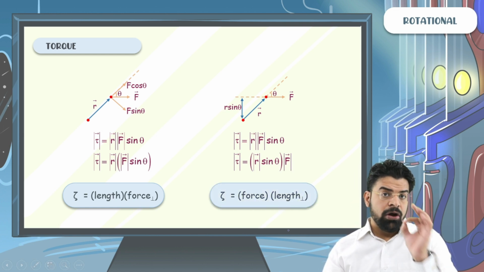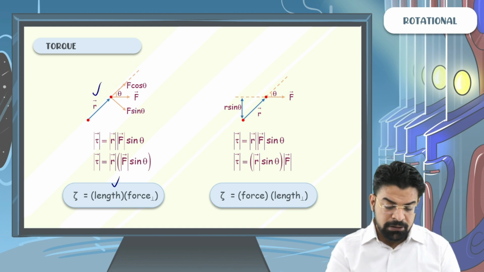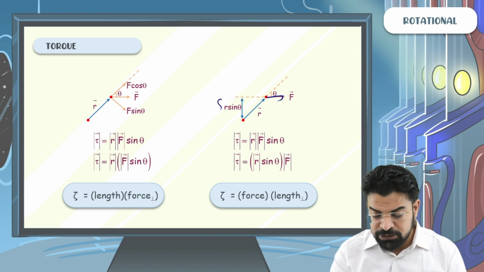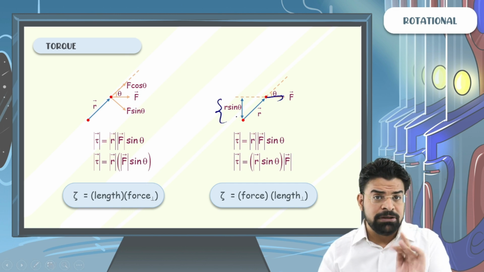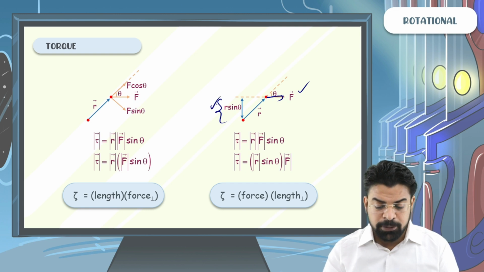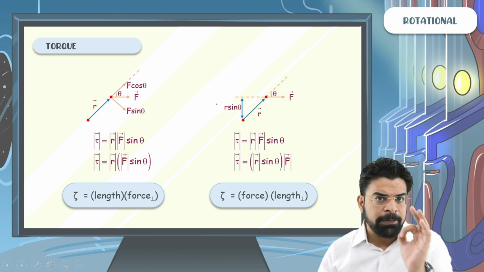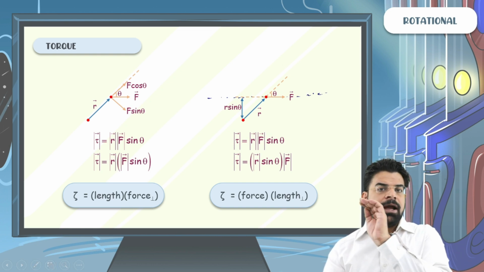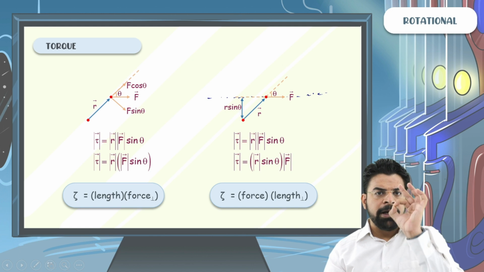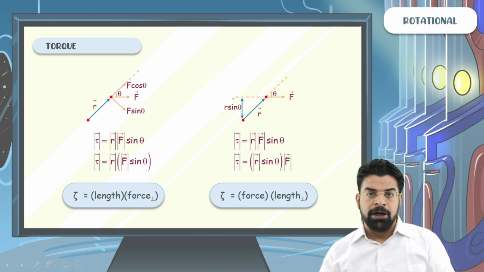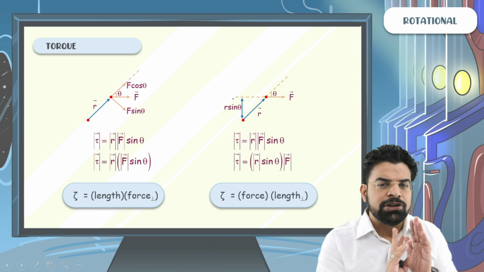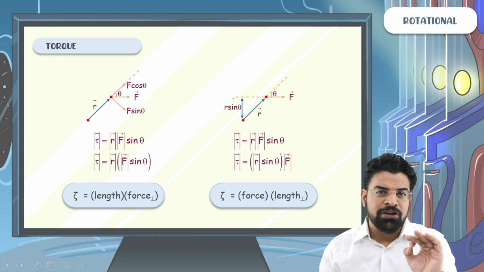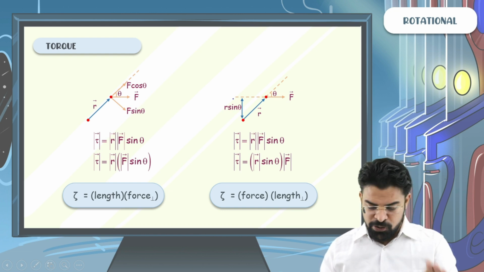So we can write torque in two ways, either length times force perpendicular, or force times length perpendicular, and it is super duper easy. To find the length perpendicular, extend the line of action of force. Once you have extended it, drop a perpendicular, and that distance will give you the length perpendicular. So do not worry, we are going to practice 20-25 questions today, so that you will become super awesome in torque. Just stay tuned, it's easy.